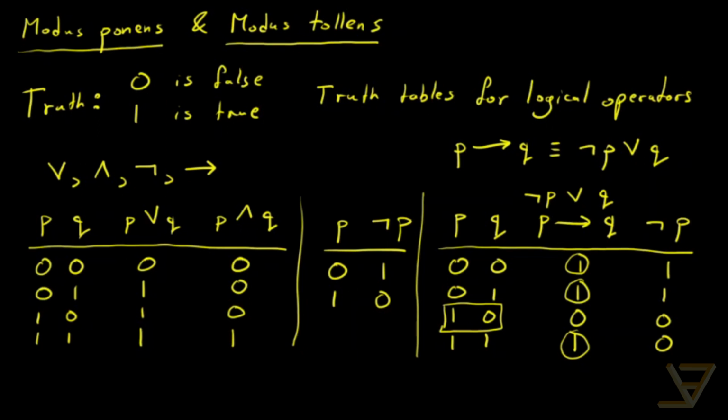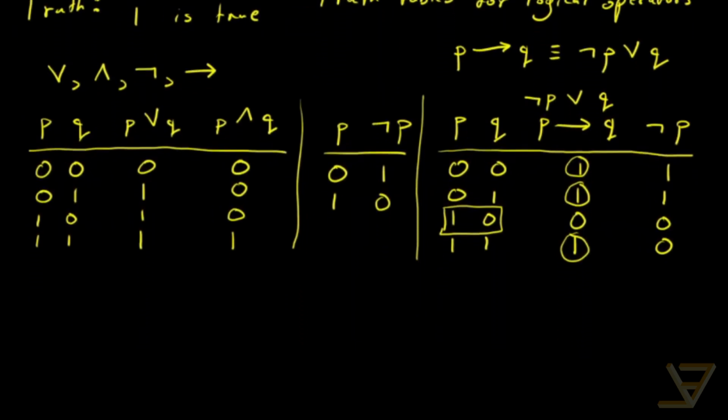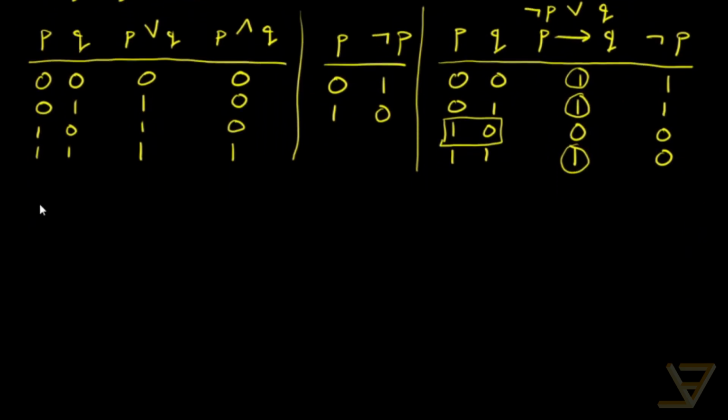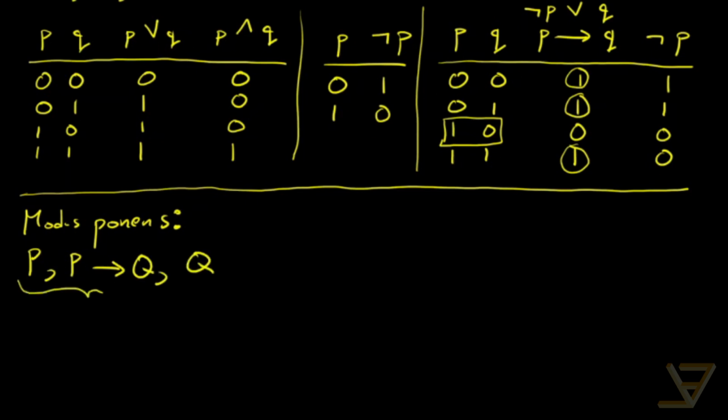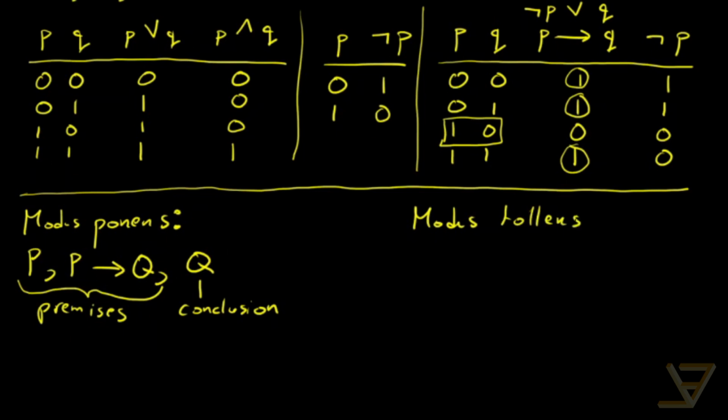Okay, so now that we have the preliminaries over with, let's actually look at Modus Ponens and Modus Tollens. What are these arguments? Modus Ponens is the following kind of argument. We have P, P implies Q, and Q. So these two over here are called the premises, and this one is called the conclusion. And Modus Tollens says not Q, P implies Q, and not P. Once again, the first two are premises and the last one is a conclusion.